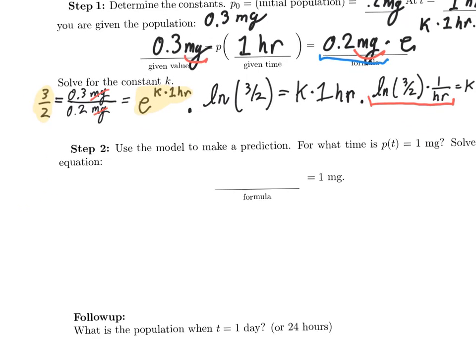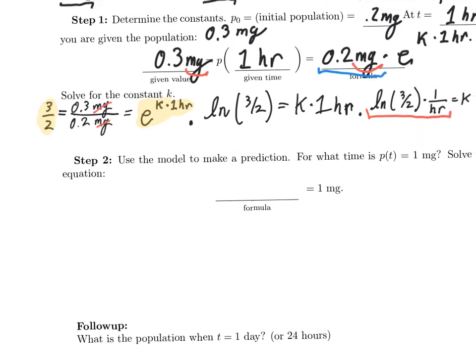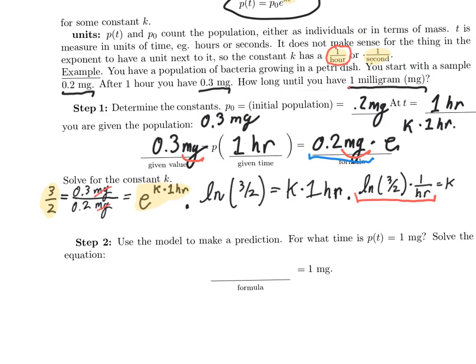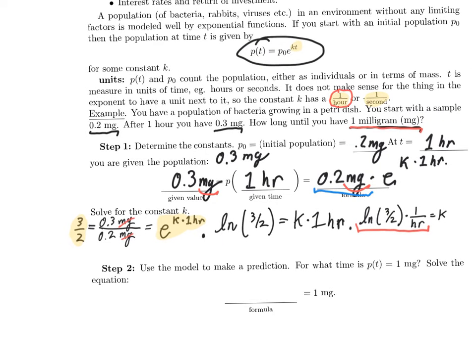Let's use this model to make a prediction. And what was the prediction we wanted to see? We wanted to see how long it would be before there is 1 milligram. So we have a formula now. I've just computed k, so I figured out what the k is in the formula. I know the initial population. The initial population is 0.2 milligrams. I know the target population size. The target population size is 1 milligram. I should be able to solve for t then. Let's solve for t.